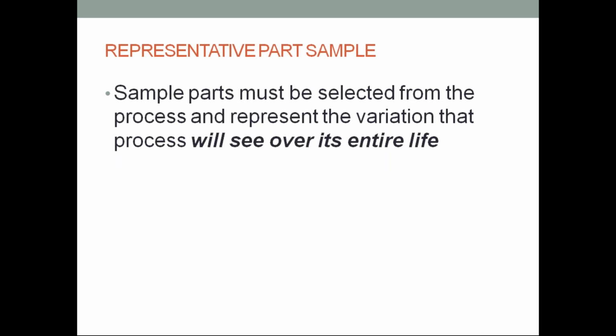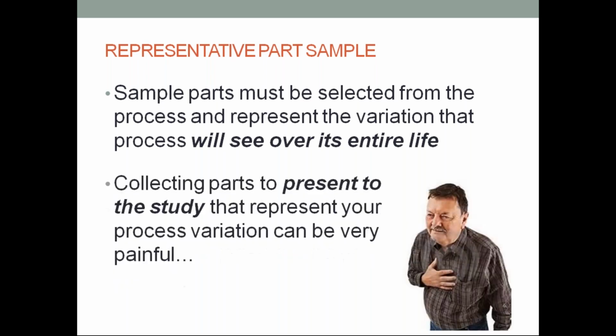Sample parts must be selected from the process and will represent the variation the process will see over its entire life. So if you're getting 10 parts, what those 10 parts are supposed to represent is the variation that that process will see over its entire life. The problem is, generally, you haven't made that much variation yet when you go to do your Gage R&R, and that creates a problem in getting an accurate Gage R&R.